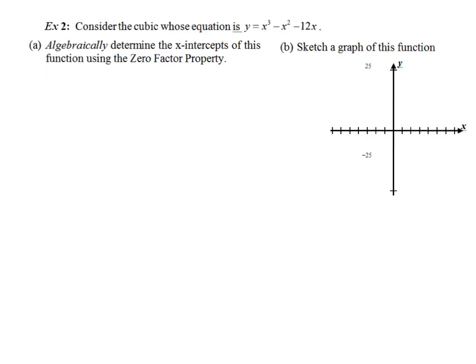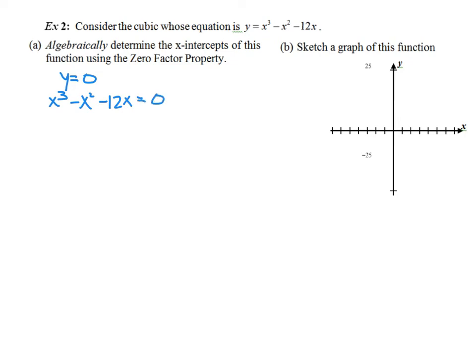Let's turn to the second page of your notes and look at example number 2. Now we have the cubic function y equals x cubed minus x squared minus 12x. So the first thing we're going to do is algebraically find the x-intercepts. So of course the x-intercepts are where y is equal to 0. So let's set this function x cubed minus x squared minus 12x equal to 0.